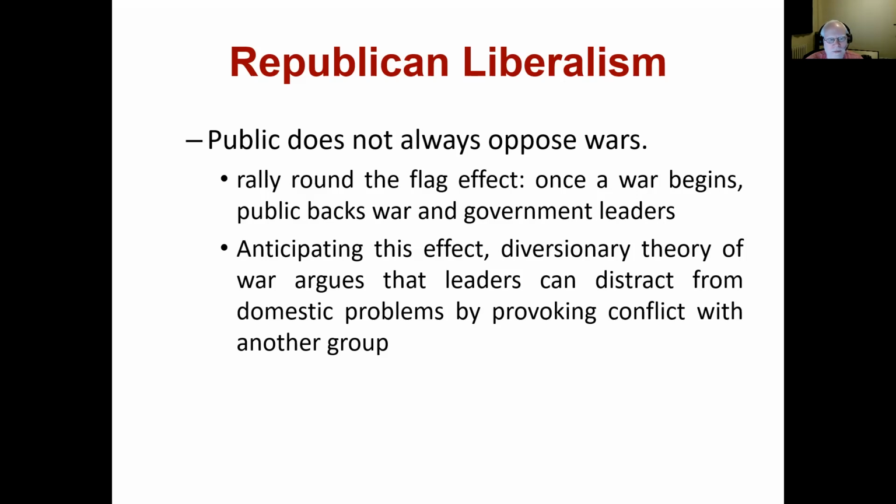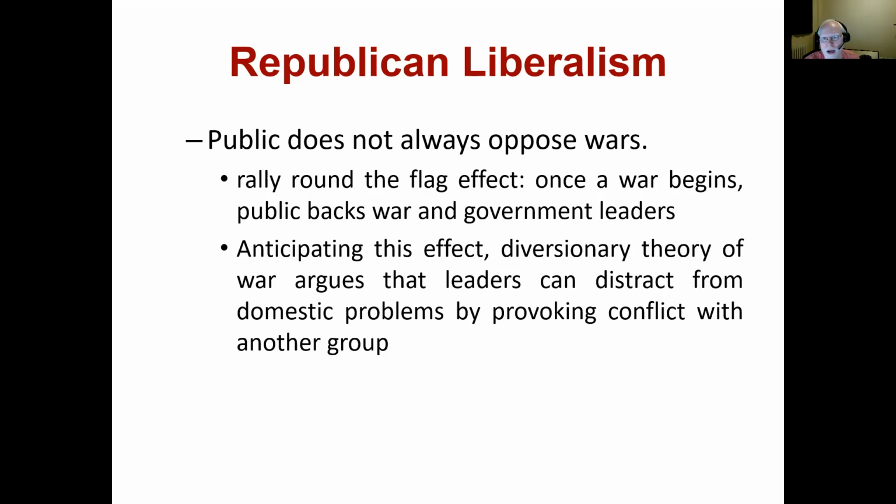Anticipating this effect, Republican liberalism developed the diversionary theory of war, which argues that leaders who anticipate the rally around the flag effect can distract from domestic problems by provoking conflict with another group. Say you've got a government that's very unpopular. It could be an authoritarian one anticipating a coup, or a democratic one with a lot of domestic problems that is anticipating losing an election.